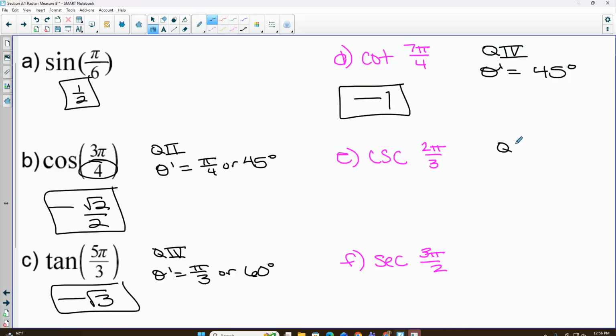2 pi over 3, what quadrant is that? 2. The top's 1 less, that's the second quadrant. Reference angle, pi over 3, or that's 60 degrees. In quadrant 2, sine is positive, so cosecant would also be positive. The sine of 60 degrees is radical 3 over 2, so cosecant would flip it. So you get 2 radical 3 over 3.